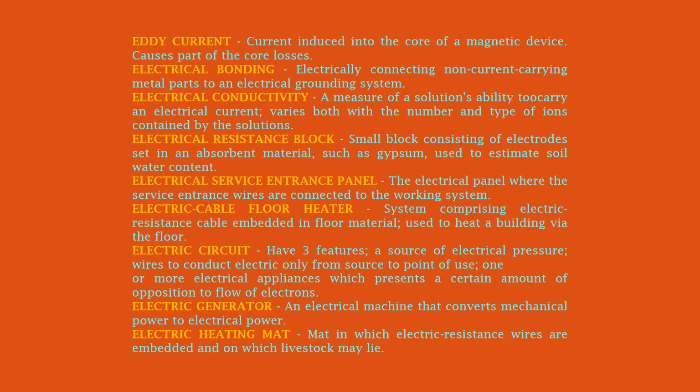Electric circuit. Has 3 features. A source of electrical pressure. Wires to conduct electricity from source to point of use. One or more electrical appliances which present a certain amount of opposition to flow of electrons.